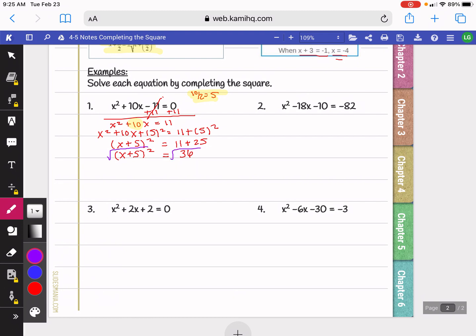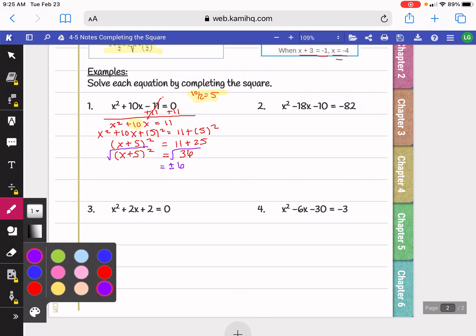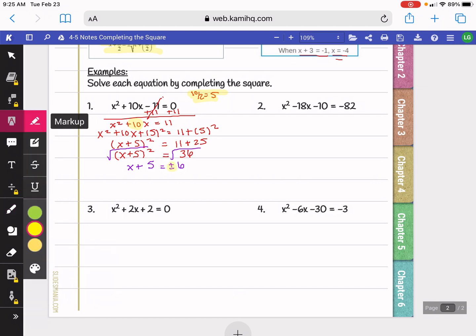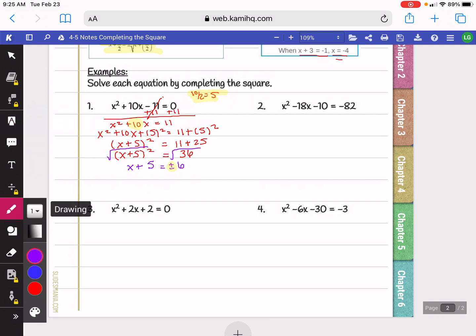Remember, when you do that, though, you're going to have a positive or negative answer. So your answer will be positive or negative. And the square root of 36 is 6. On this side, the square and the square root cancel, so I'm just left with x plus 5. Now I can separate this into two separate equations, and the reason I do that is because of this positive or negative symbol. So one equation is going to be x plus 5 equals positive 6. The other will be x plus 5 equals negative 6. And then I can solve both of those for x.